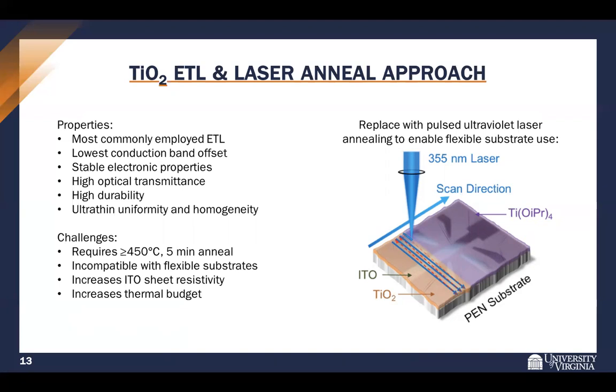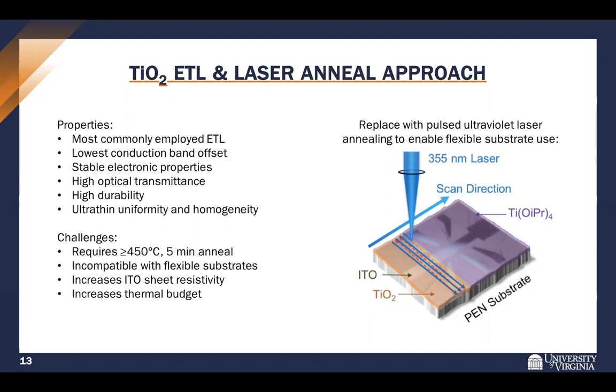The problem with this is that it typically requires an anneal above 450 degrees Celsius for roughly 5 minutes. And this is incompatible with flexible plastic substrates because they'll melt at temperatures that high. Additionally, temperatures that high will increase the sheet resistance of the indium tin oxide anode, and this will result in higher series resistance in your photovoltaic device. Also, this is the highest temperature step in the process, so it increases your thermal budget. The rest of the device can be fabricated at temperatures below 150 degrees Celsius.